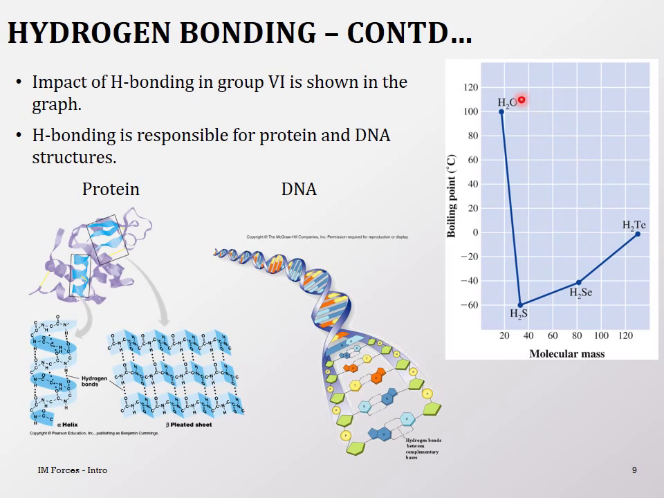But between oxygen and sulfur, look at the drop here, okay? It is unbelievable. And that is because oxygen is a highly electronegative element and sulfur is not. As you come down the group, electronegativity decreases.